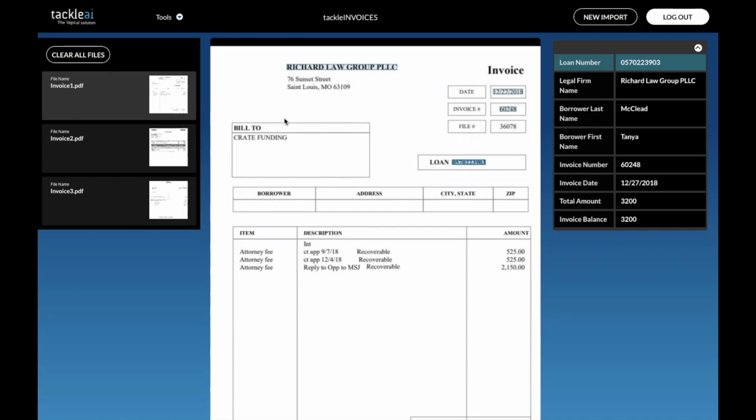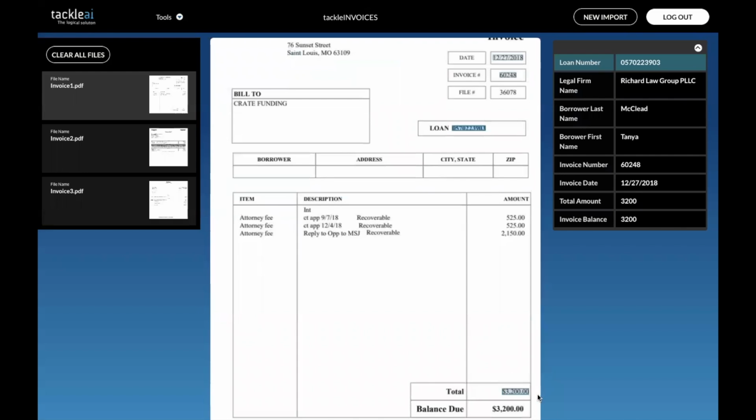Pretty straightforward example here. And like I said, in a matter of seconds, Tackle AI found all of the relevant information, such as the name of the invoice, the date, the invoice number, the loan number, and most importantly, the total amount due on this invoice. All of this information is extracted, is found over here on the right, and it is automatically added to the AP system to complete the workflow for you automatically.